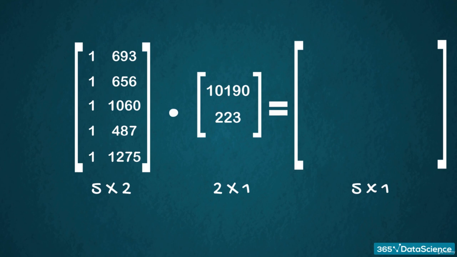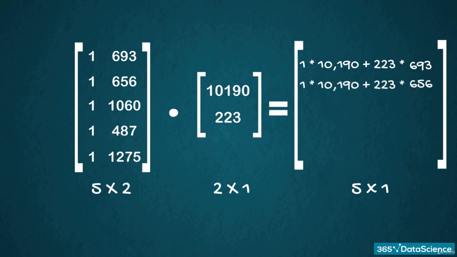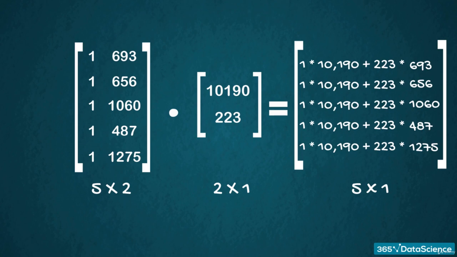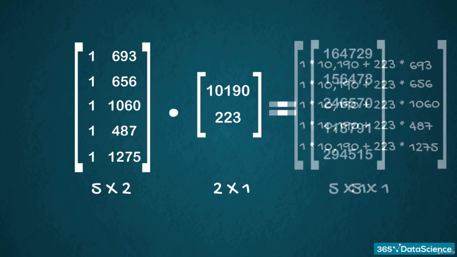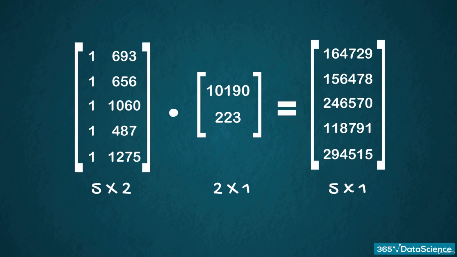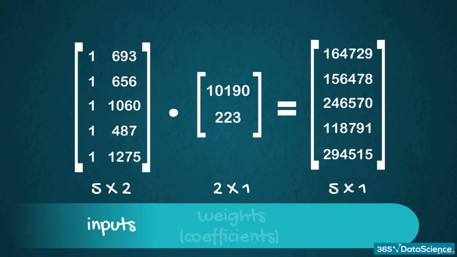The first element will be equal to 1 times 10,190 plus 693 times 223. The second, 1 times 10,190 plus 656 times 223, and so on. By inspecting these expressions, we quickly realize that the resulting vector contains all the manual calculations we made earlier to find the prices. In machine learning and linear regressions in particular, this is exactly how algorithms work. We've got an inputs matrix, a weights or coefficients matrix, and an output matrix.